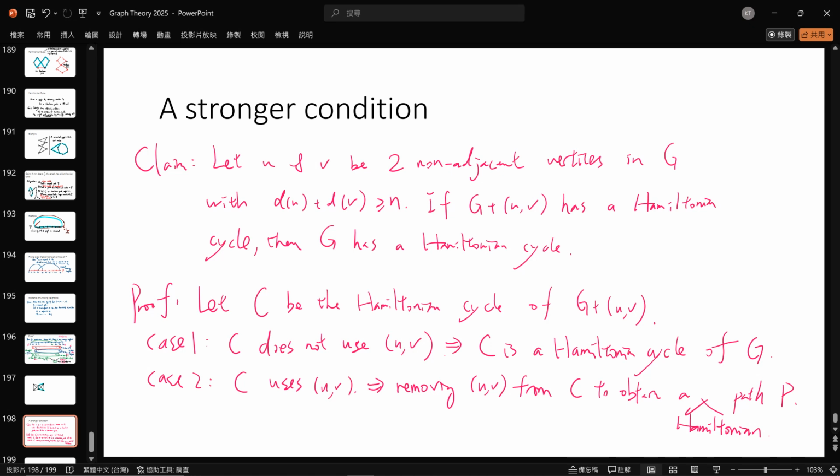Okay. So now we have a maximal path. So how to build a Hamiltonian cycle based on this path? So this P looks like this. So this time I'll write V1, V2 up to Vn. Okay, so this means all the vertices on the graph are on the path. Okay.